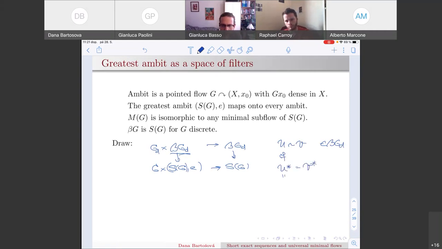And what is this? Well, I take my ultrafilter U and I sort of zoom out modulo the topology, right? So points are not points anymore, they are neighborhoods. So I just take WA such that A is in U and W is in the neighborhood filter of the identity. And I close it up, so this gives me a filter base. I close it up, and this gives me some closed subset of the Čech–Stone compactification. And this gives me the partition that corresponds to this quotient map.